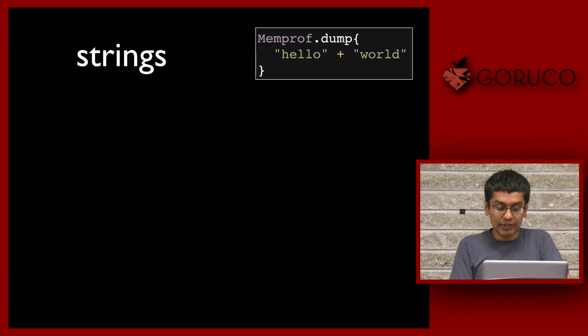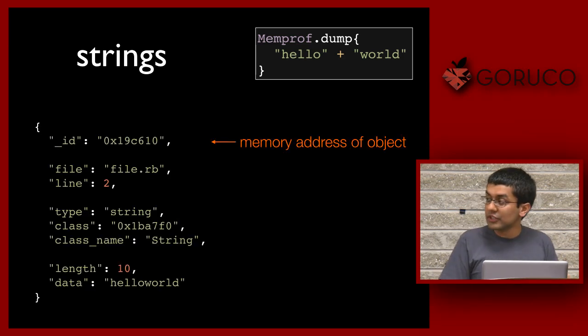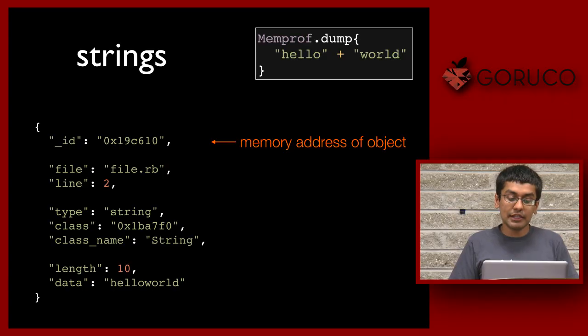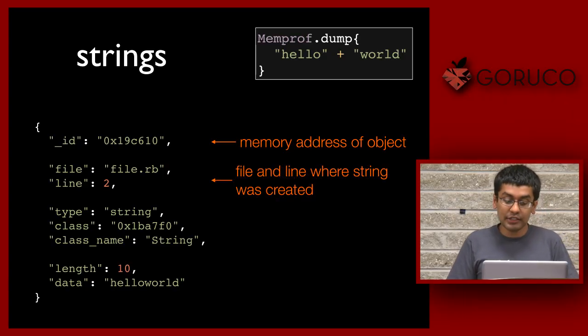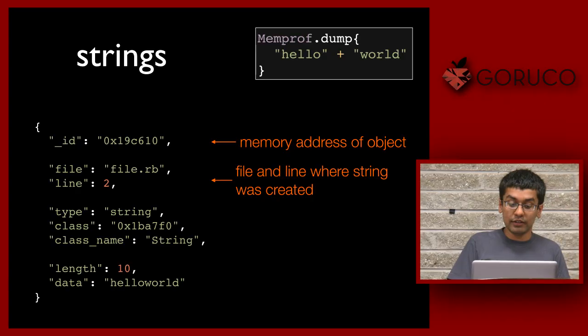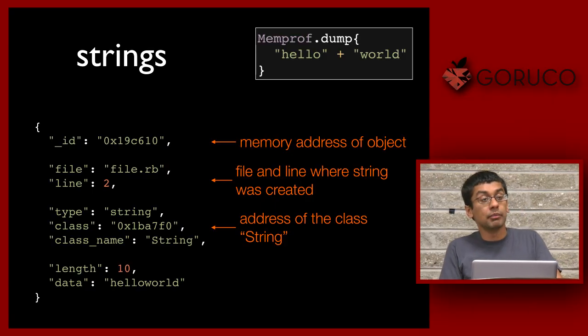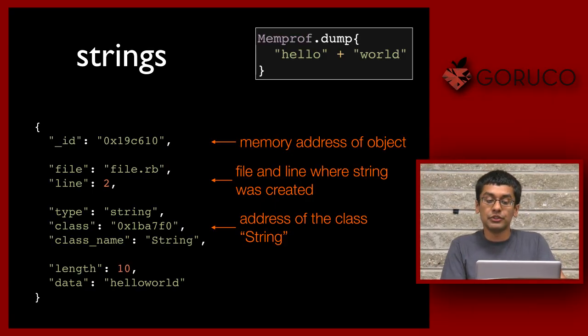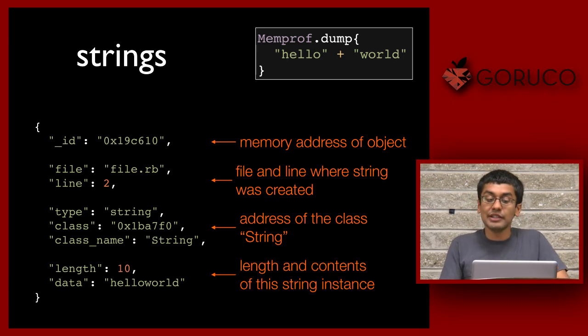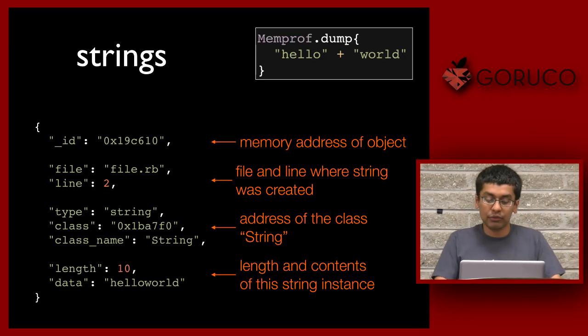So first up is strings. You'll see a JSON dump, something like this. And so the first thing is the memory address of the object. You'll see, again, the file and line where the object was created. In this case, it's a string. So you'll see the type is string, and then it has a pointer to the memory address for the class that represents this string. So in this case, the class is string, but maybe you subclass string, and then it would point to the subclass of string that you used. And of course, strings have a length and data, and so it'll dump out the data inside that string and its length. You can see I concatenated hello and world, so the string is hello world.